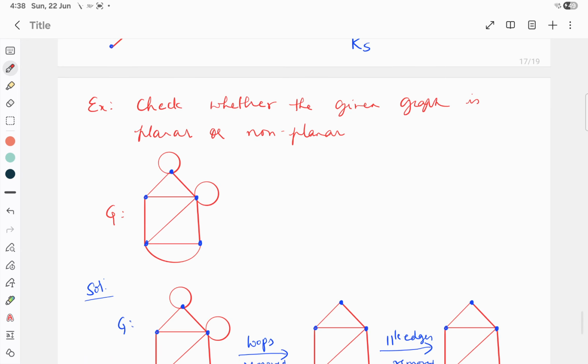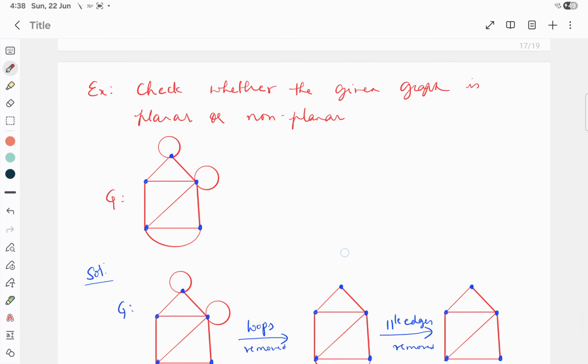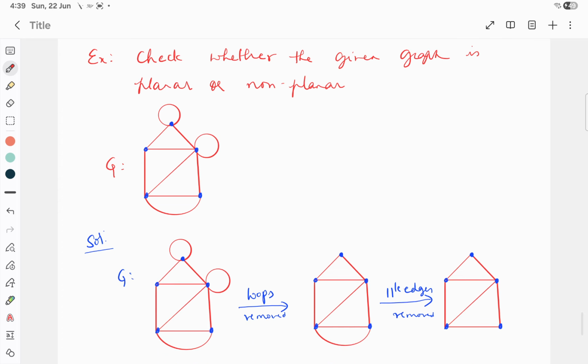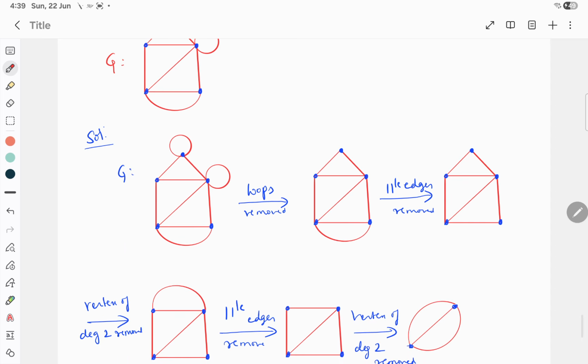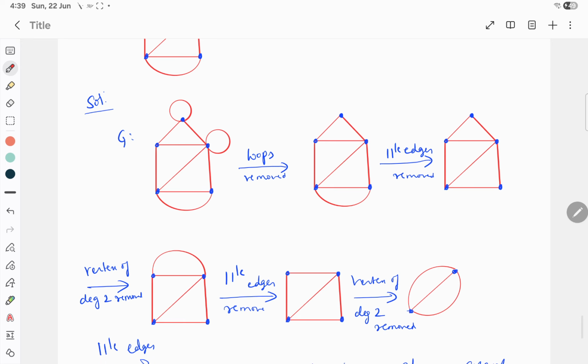Now we'll check whether this given graph G is planar or non-planar. So follow the steps. First you remove all the self loops. So we get this graph. Then you remove the parallel edges. You have a parallel edge here, you remove that. Then you remove the vertex of degree 2. So this is a vertex of degree 2 that can be removed. So you will get only one edge. Then again this is parallel. You remove that. Parallel edges, remove. And then you have again vertices of degree 2 and 2. So that can be removed and just draw one edge like this.